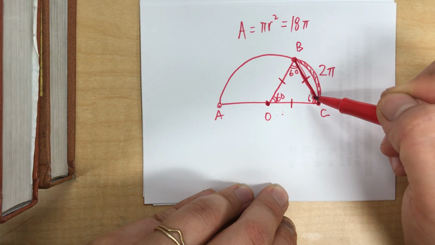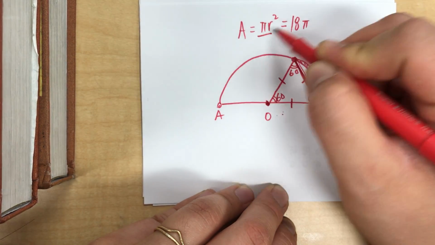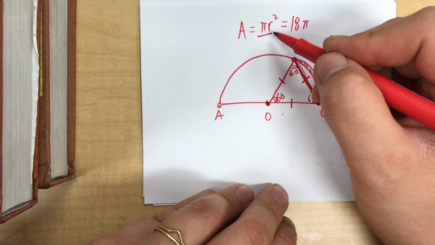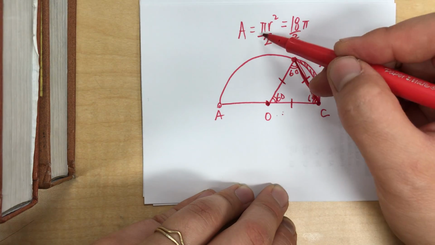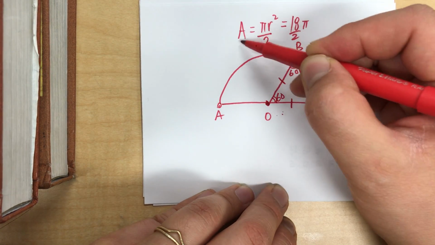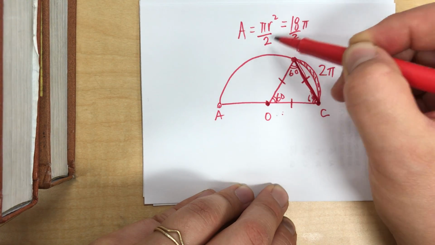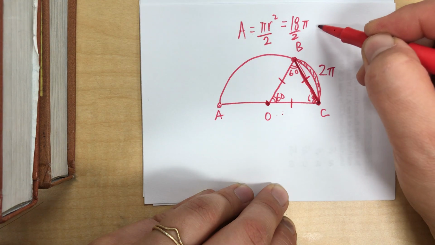18 pi. So what I need to do is actually divide this, because this is of a full circle. I need to divide it by 2. Divided by 2. Do you guys get that? Because this right here is of a semicircle. When I use this area, that's of a full circle. So if I want to find the area of a semicircle, I need to divide it by 2. That's why I'm dividing that by 2.